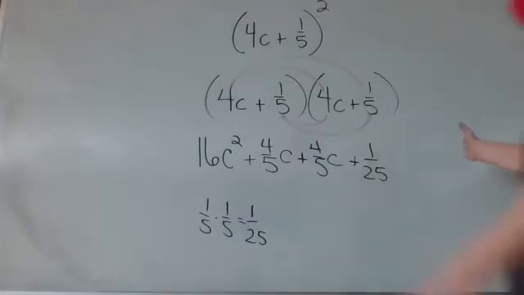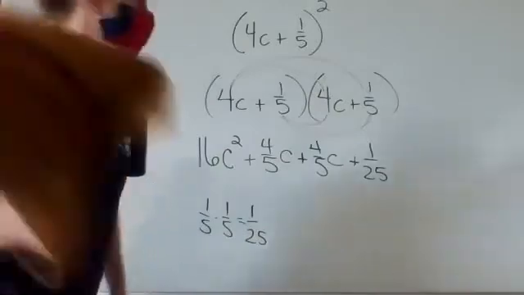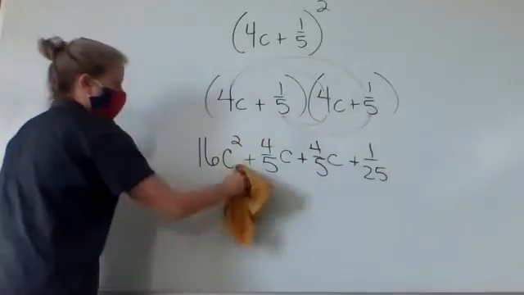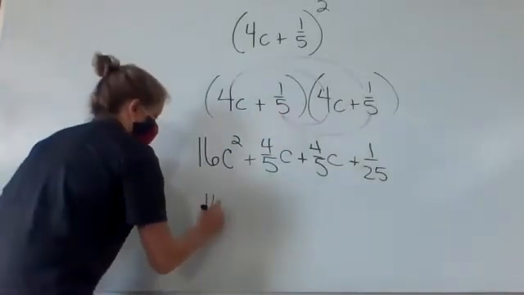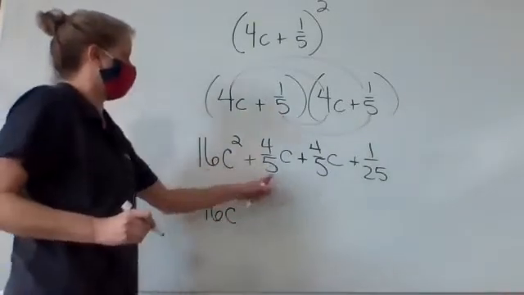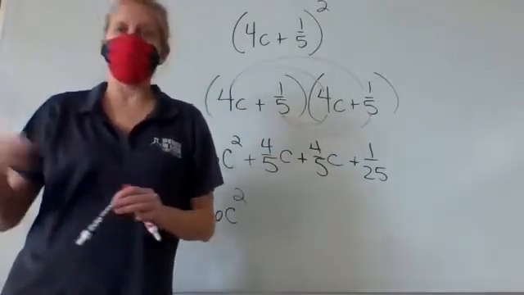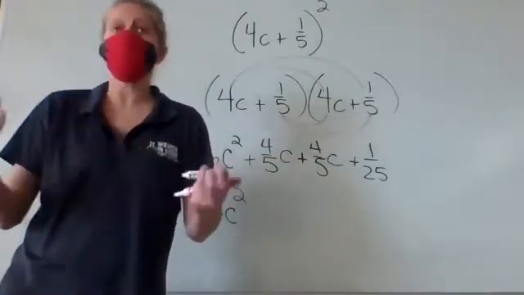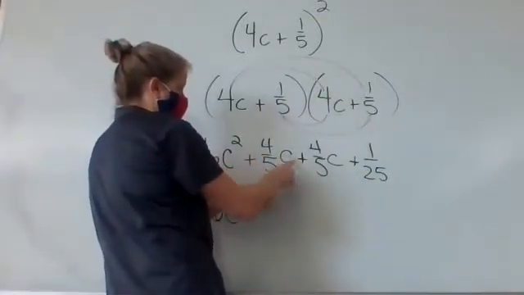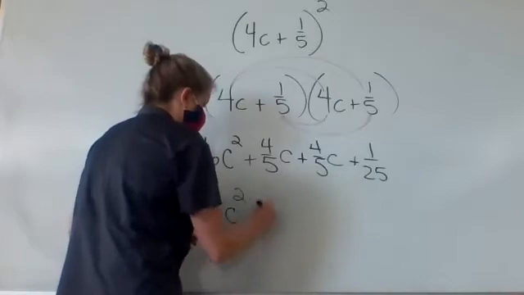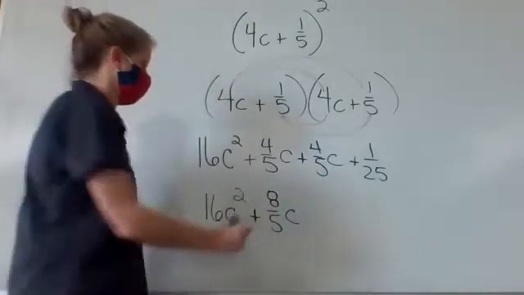So let's see, who goes together here? Your C's that are in the middle. I need to add those together. So 16c squared, 4/5 plus 4/5. Now you're adding, which means you're not going straight across top and bottom. You have the same denominator, which is good, so you just add those numerators together. So that's going to give you plus 8/5 c.